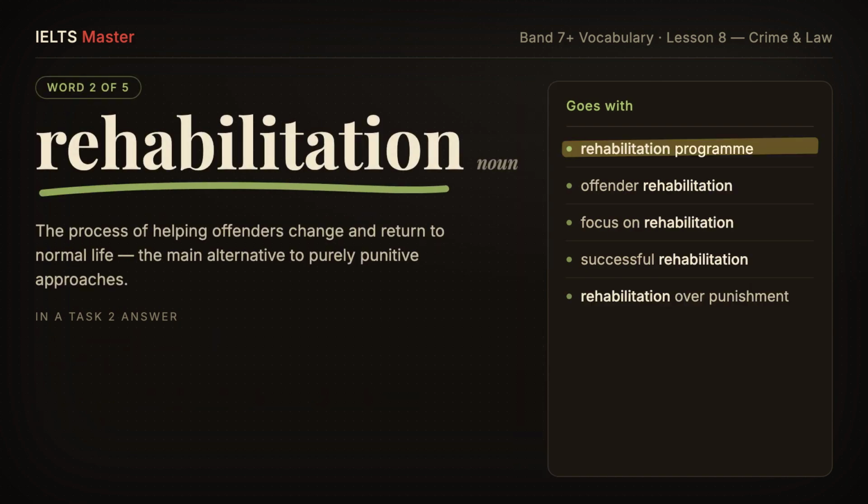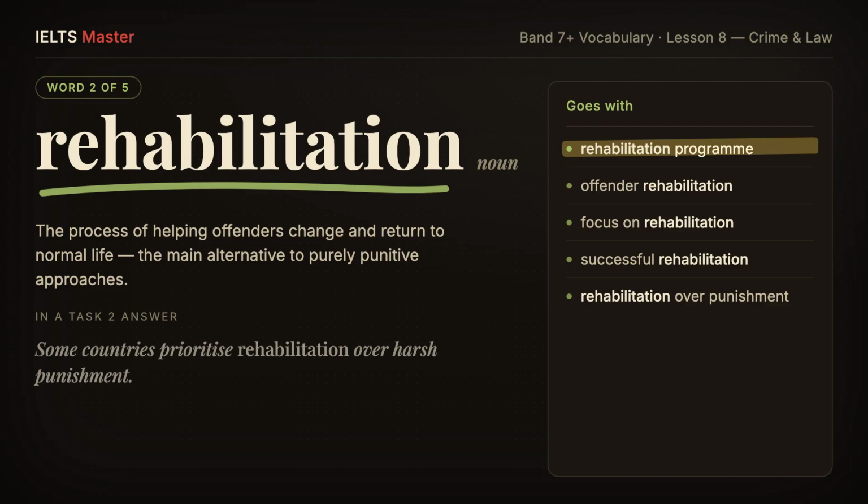Next, rehabilitation. Rehabilitation is the process of helping an offender change and return to a normal, law-abiding life. And here's the key contrast you'll use again and again. Rehabilitation versus punishment. Reforming people rather than simply punishing them.